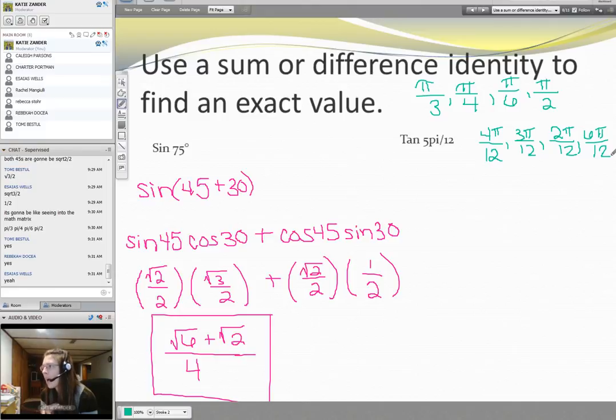Okay. Now we just got to look for the combination that's going to either add or subtract to 5 pi over 12. I see it. Does anybody else see it? Which two values are going to give us 5 pi over 12?